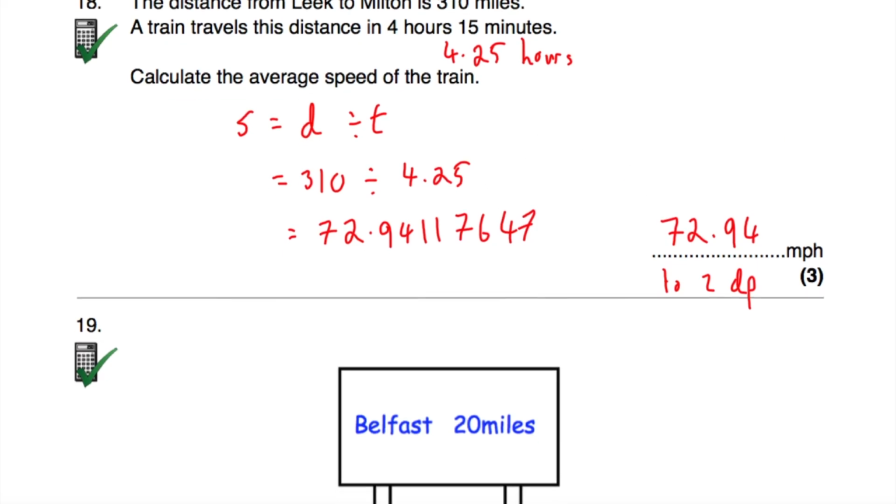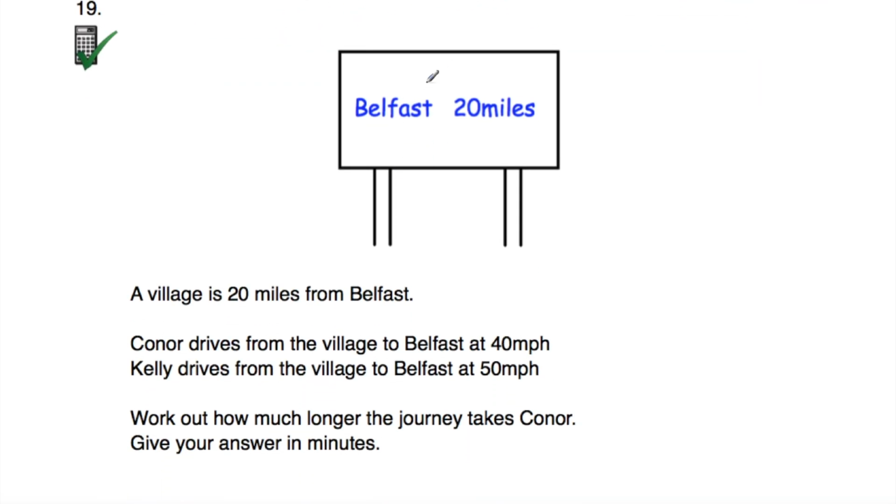Okay, let's look at our next question, question number 19. We've got this sign, and it says Belfast, 20 miles. And then the question says, a village is 20 miles from Belfast. Connor drives from the village to Belfast at 40 miles per hour, and Kelly drives from the village to Belfast at 50 miles per hour. The question says, work out how much longer the journey takes Connor, and give your answer in minutes.